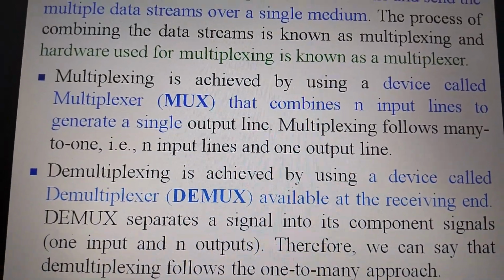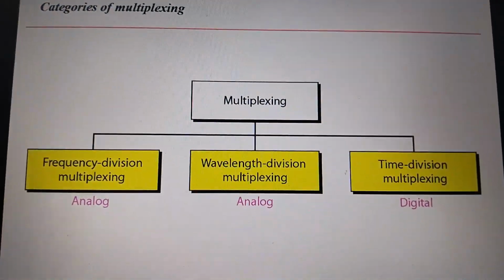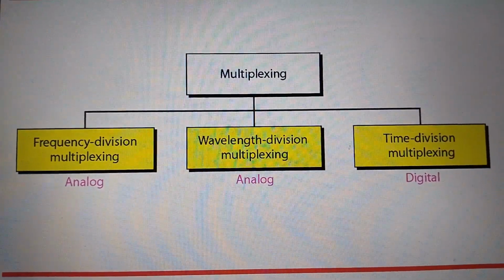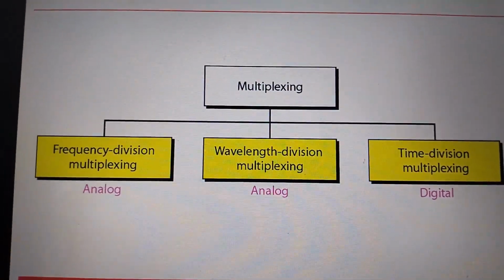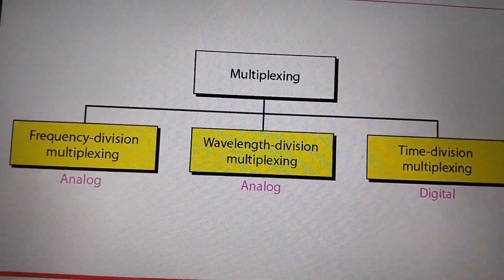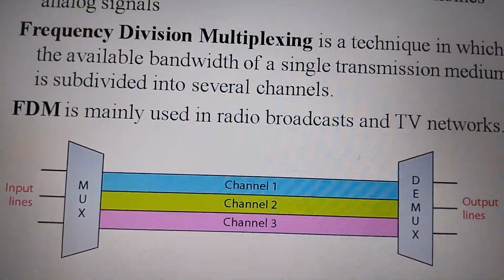Now, what are the types of multiplexing we have? These are the several types of multiplexing. In the previous class we already studied frequency division multiplexing and wavelength division multiplexing. These previous two techniques are used for analog signals. And what about time division multiplexing? It is used for digital signals.